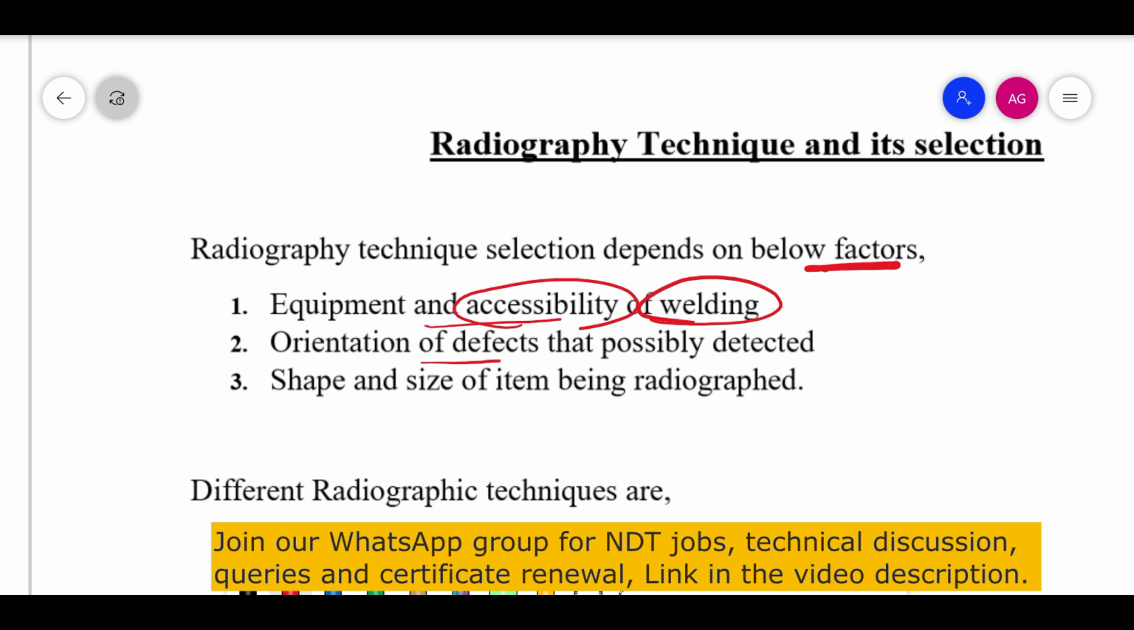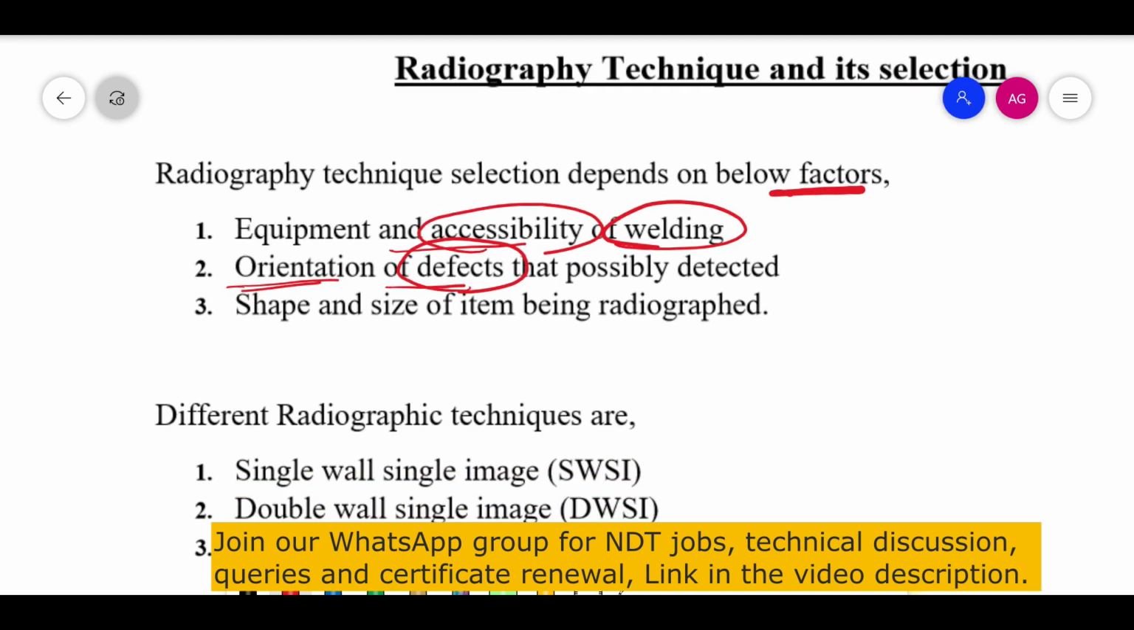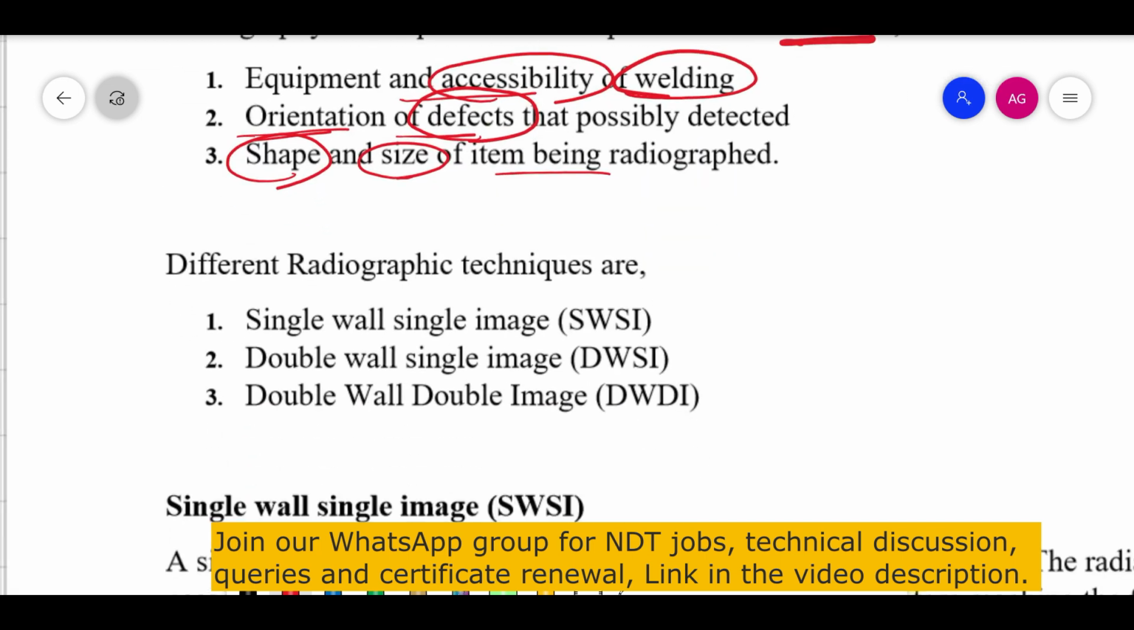Second, the orientation of defects that may possibly be detected. Which type of defects are you going to detect? Different kinds of defects may be parallel or perpendicular to the radiation source. So the orientation of the defect is also one factor you have to keep in mind while doing radiography. Third, the shape and size of the item being radiographed are also factors you have to keep in mind.